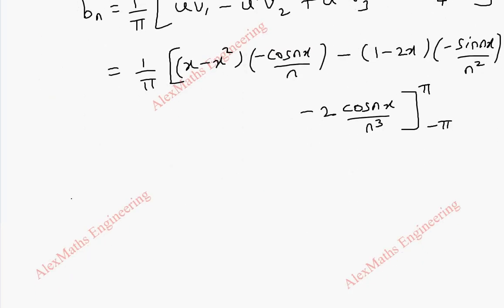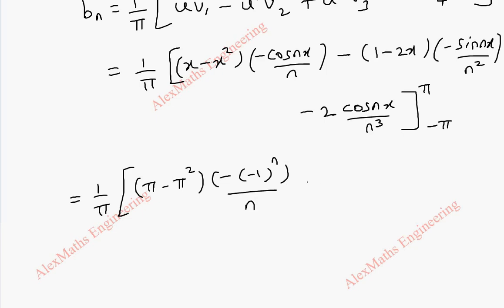We are going to use the limit. When I place the upper limit, the first term is pi minus pi square into minus 1 whole power n by n, because cos n pi is minus 1 whole power n. The second term no need to write, because sine nx becomes 0 when I put x as pi. And the last term is minus 2, then minus 1 whole power n by n cube. Minus, when I put the lower limit minus pi, it is minus pi square, because when I square it becomes pi square and there is an outside minus.